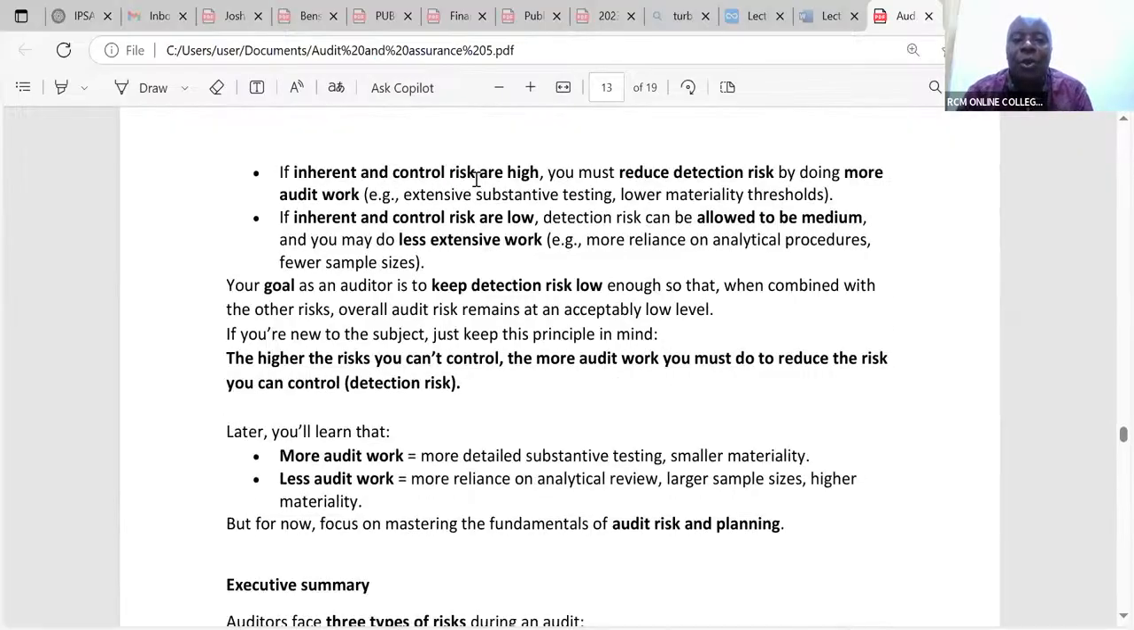If inherent and control risk are high, this is it now. You must reduce detection risk by doing more audit work. Ladies and gentlemen, if inherent risk and control risk are very high, and then you realize there is a very high danger of me giving a wrong audit opinion, what do I do? Then I do a lot of work.